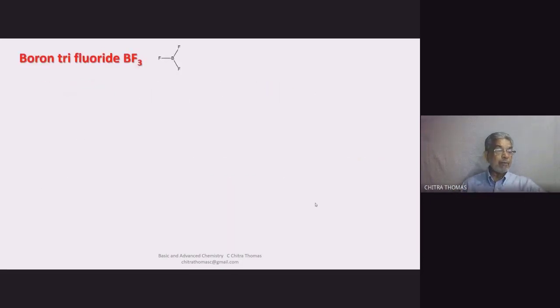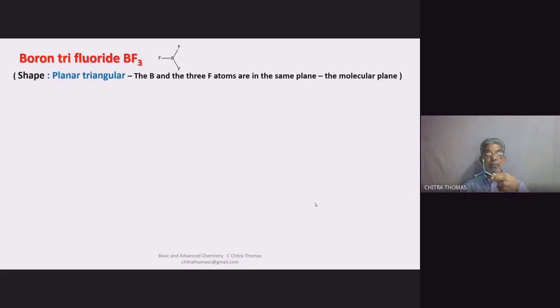Now boron trifluoride. This is the boron trifluoride molecule. The shape is planar or triangular. The boron and the three fluorine atoms are in the same plane, and this plane is called the molecular plane. Now, it has one C3 axis. To illustrate the C3 axis, I hold it like this, not like this. Like this I hold. And if I hold it like this, in a diagram, it will look like this.